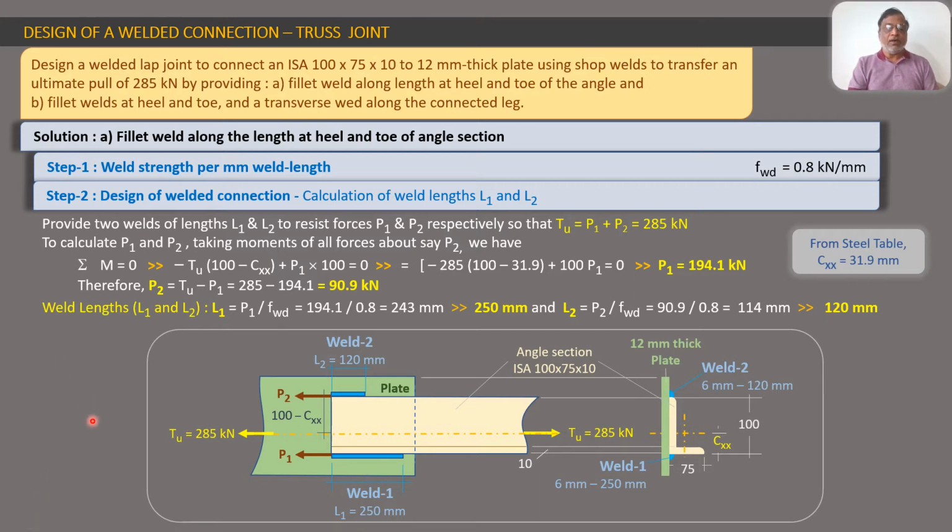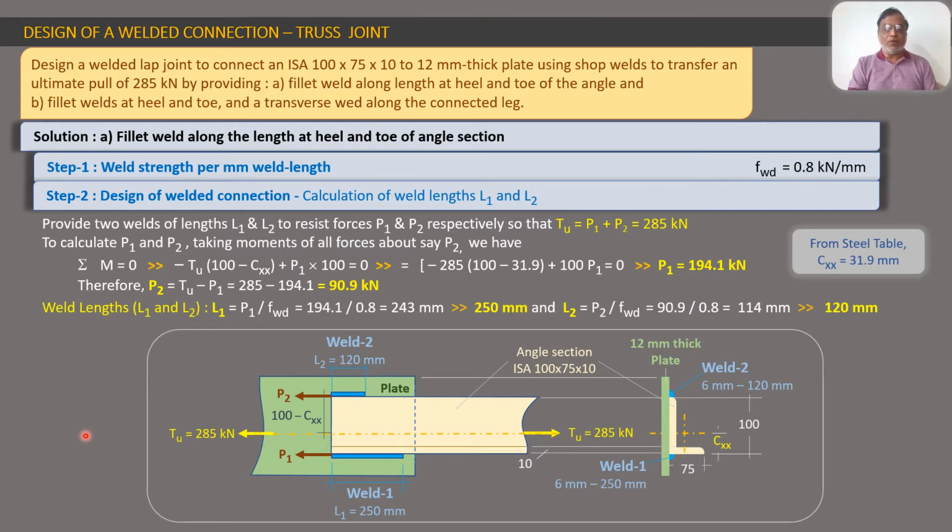Earlier we have also seen that these P1 and P2 cannot be equal. This cannot be 285 upon 2, half, because this angle section is unsymmetrical. That is why these lengths L1 and L2 are supposed to be different. L1 is supposed to be greater than L2, that is, P1 is supposed to be greater than P2. And the condition, as we have seen in the earlier slide, is that the resultant of P1 and P2 should coincide, should pass through this line, the centroidal axis line of the section.